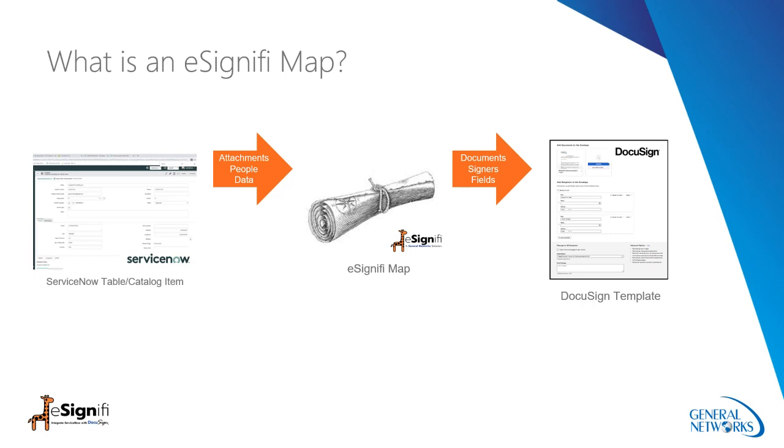And when the signature process is complete, it pulls back that data, the signed documents, the certificate of completion, and data field updates, and pushes those back into ServiceNow as attachments and data updates. So it really handles all of that data transformation back and forth between the two systems. And we're going to see that as we look at the demo.